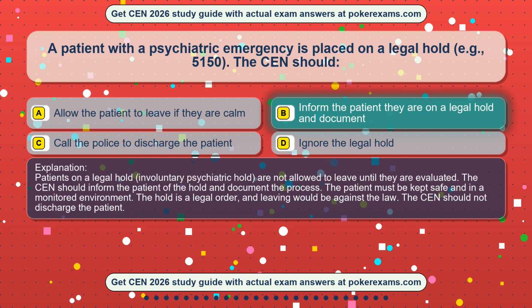Patients on a legal hold, involuntary psychiatric hold, are not allowed to leave until they are evaluated. The CEN should inform the patient of the hold and document the process. The patient must be kept safe and in a monitored environment. The hold is a legal order, and leaving would be against the law. The CEN should not discharge the patient.